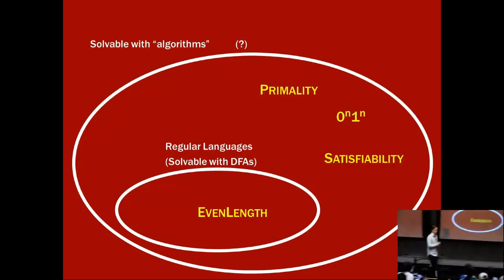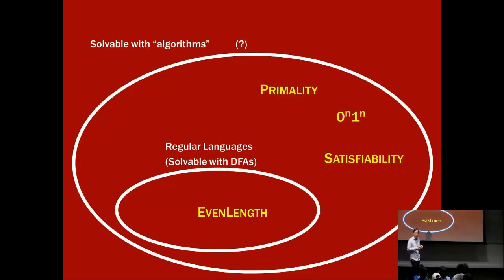And we didn't show this, but it's also true that you cannot solve primality with a DFA. Let's say given a string which represents a number in binary, check if it's prime. That was almost on the homework, but didn't quite make it. Satisfiability is another example that you can't solve with DFAs.